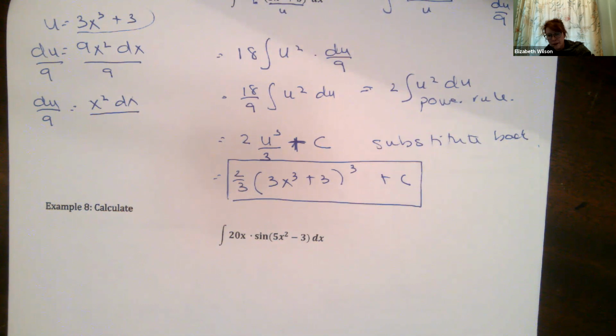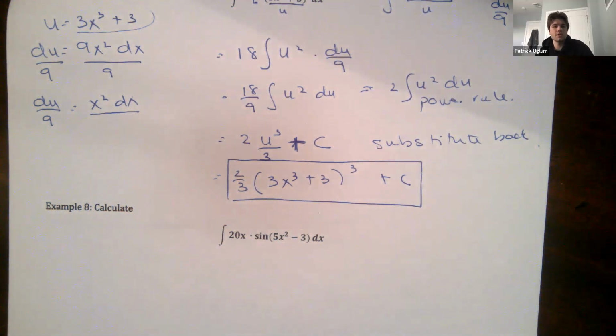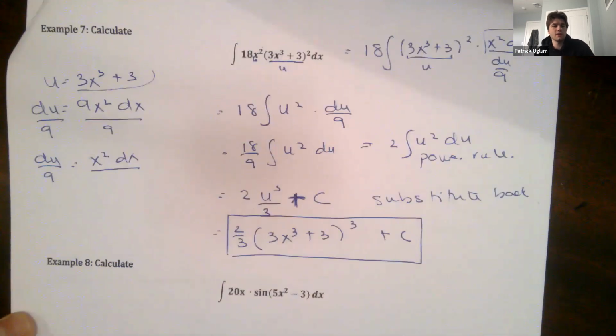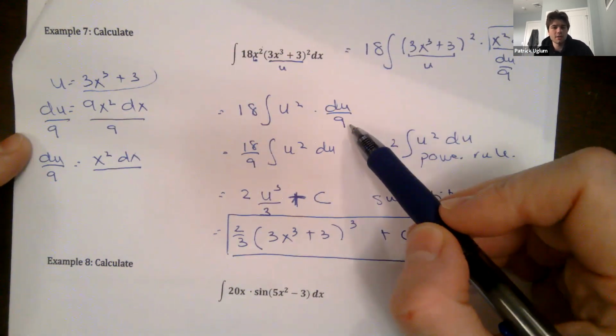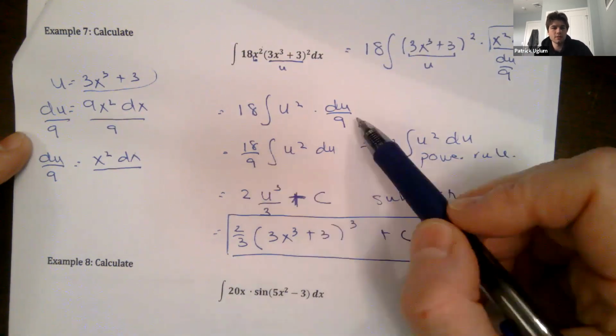Professor, I'm just curious, when you had the du over 9 and the 18 on the outside, you just put the 18 over 9. Is there a reason for that, or how did you just do that?